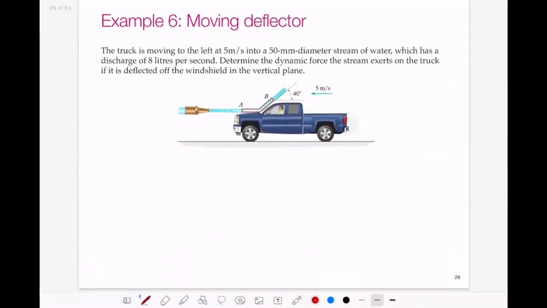So let's look at a truck now. It's moving to the left, 5 meters per second into a 50 millimeter diameter stream of water, which has a discharge of 8 liters per second. Determine the dynamic force that the stream exerts on the truck if it is deflected off the windshield in the vertical plane.